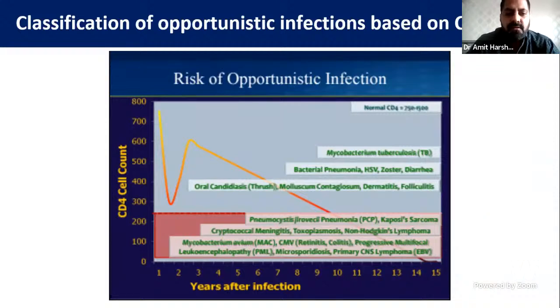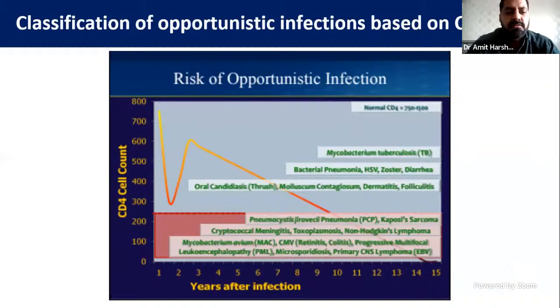The moment the CD4 count reduces further, somewhere around 200 to 400, you would start seeing some very specific opportunistic infections which are HIV associated: oral candidiasis, molluscum contagiosum, dermatitis or folliculitis.